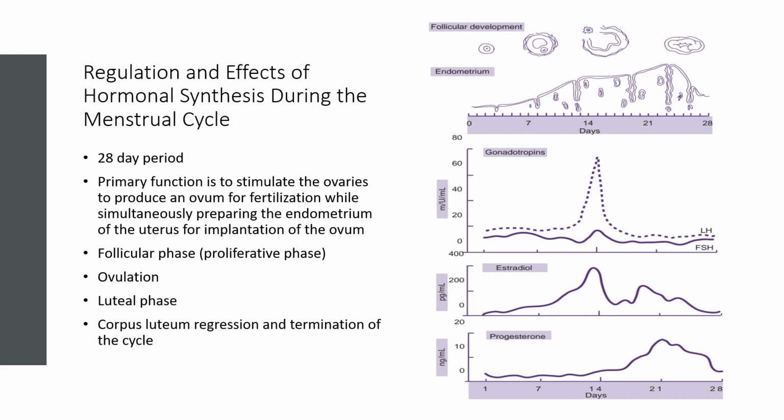Now we're going to get into the regulation and effects of hormonal synthesis during the menstrual cycle. So a typical menstrual cycle is a 28-day period, and the primary function is to stimulate the ovaries to produce an ovum for fertilization while simultaneously preparing the endometrium of the uterus for implantation of the ovum.